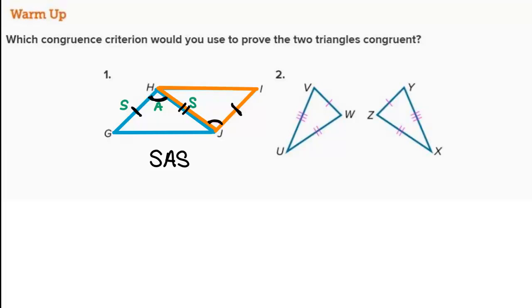What about on number 2? How many corresponding congruent parts do we have? We've got 3. So I don't have to work for any more of them there. I've got all 3. Does it meet one of the 5 congruence criteria that I have? Which one? Side, side, side, yes.